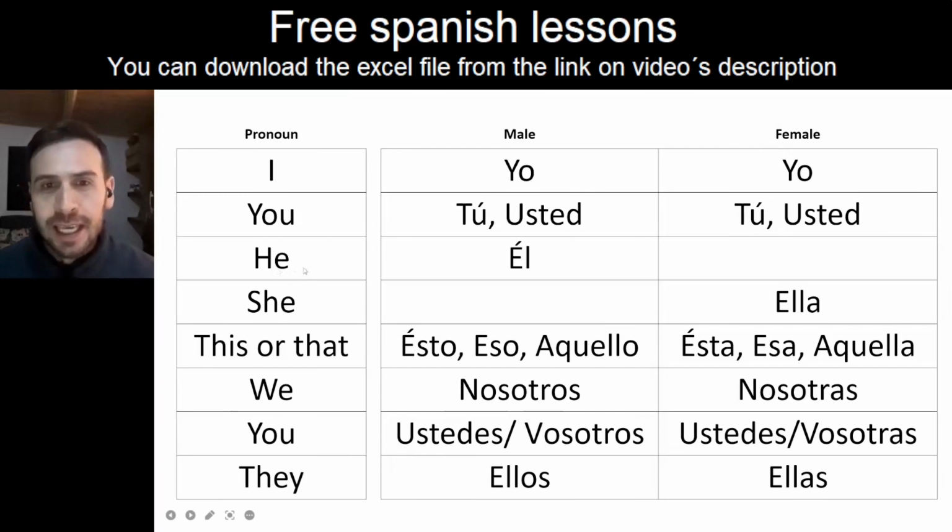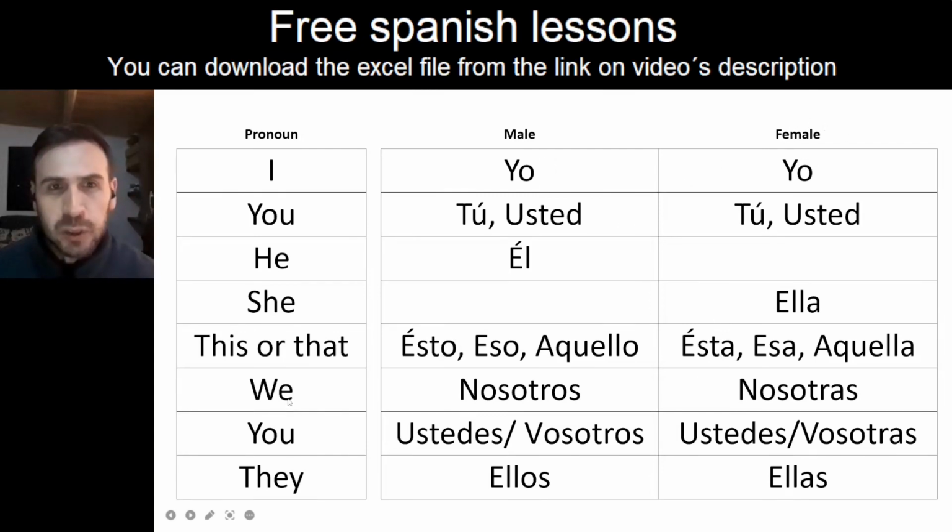In the case of he is male, in Spanish you say él. For she, female, you say ella. This or that, as we explained, in this case, instead of it, we use this or that. And in Spanish, it would be esto. Esto is near, like this, or eso, aquello, that, which is something that is far. And for female, you use esta, esa, aquella. You can start to notice the letter O here for male and the letter A here for female.